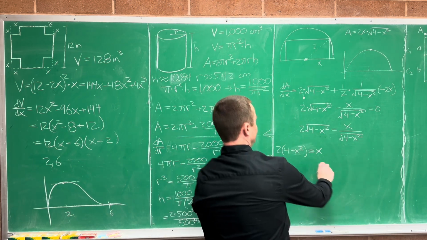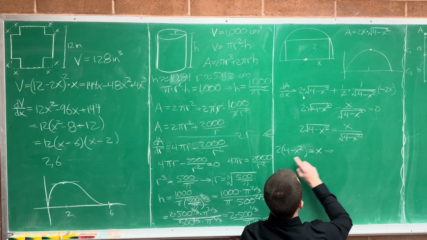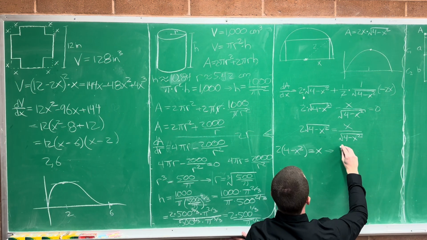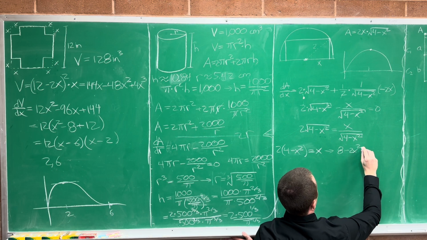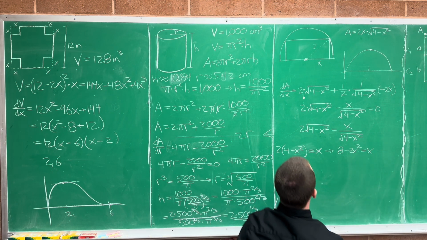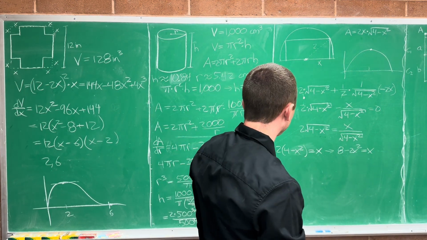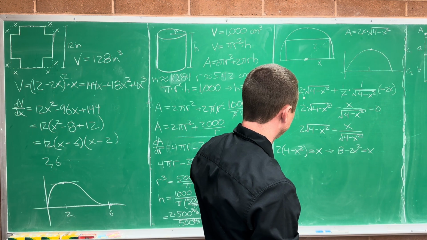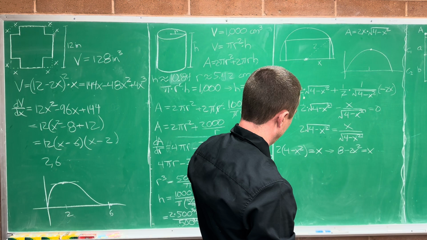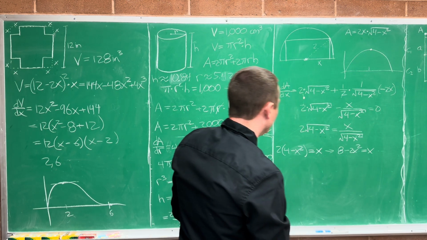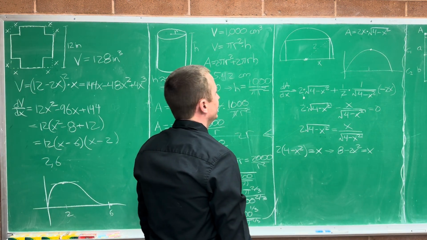Okay, so this is going to give me 8 minus 2x squared equal to x. Take an x out. Or no. Why do I get the feeling I messed something up?